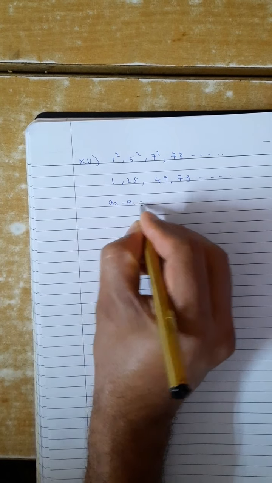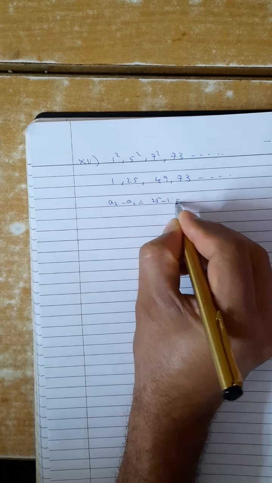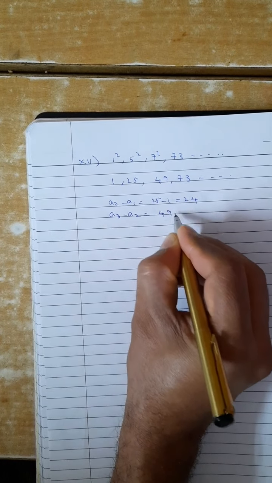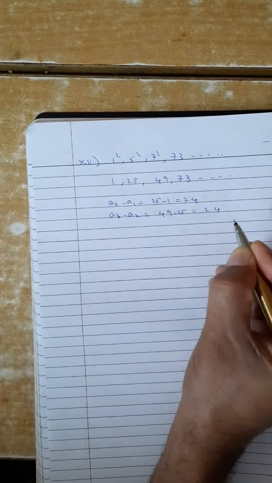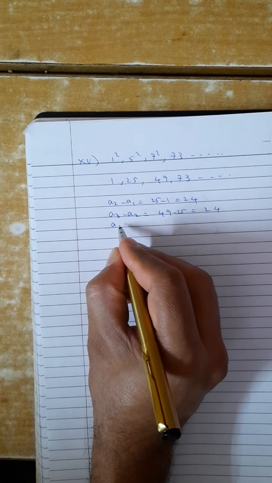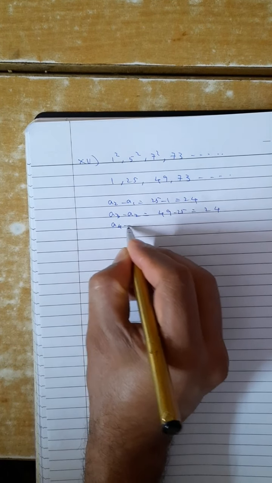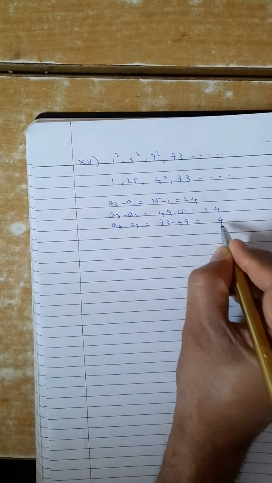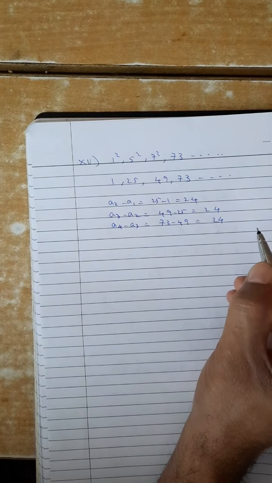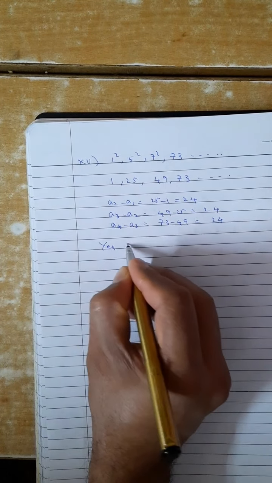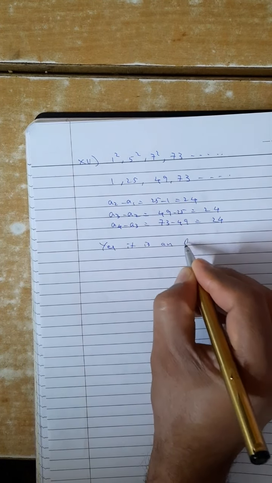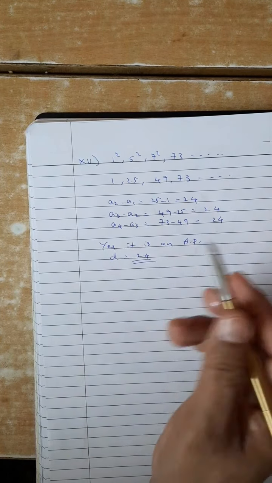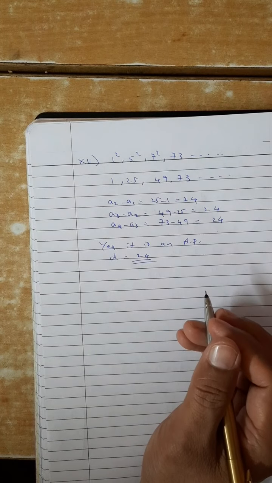A2 minus A1, that is 25 minus 1, 24. A3 minus A2, that is 49 minus 25, that is 24 only. A4 minus A3, 73 minus 49, 24 only. Yes, it is an AP. Common difference is 24. So we can write the next also plus 24, etc. Okay.